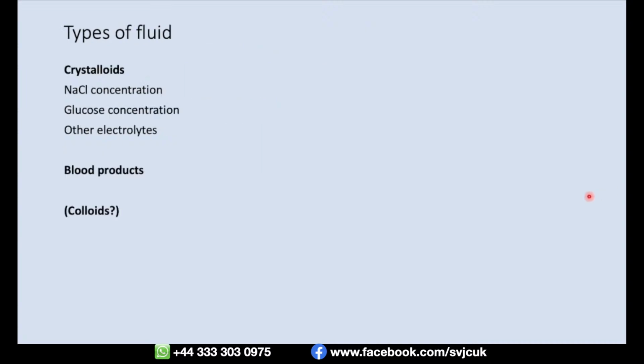If we look at the types of fluid that are available, this is going to vary a lot, obviously, depending on where you're working. But roughly speaking, we have crystalloids, which have a sodium chloride concentration. They may have a glucose concentration, and they may have other electrolytes. And then we have blood products, and just at the bottom I've put colloids, and we'll talk a little bit about colloids at the end.